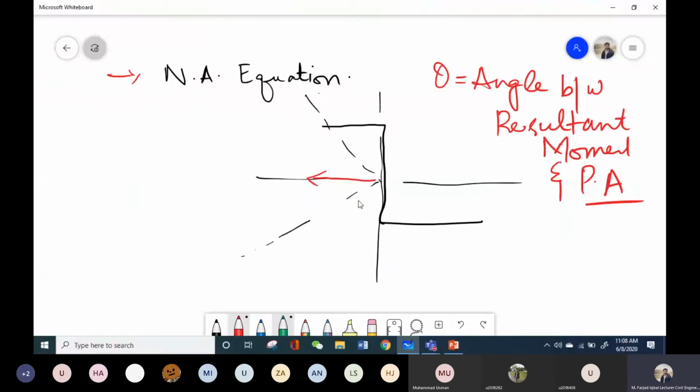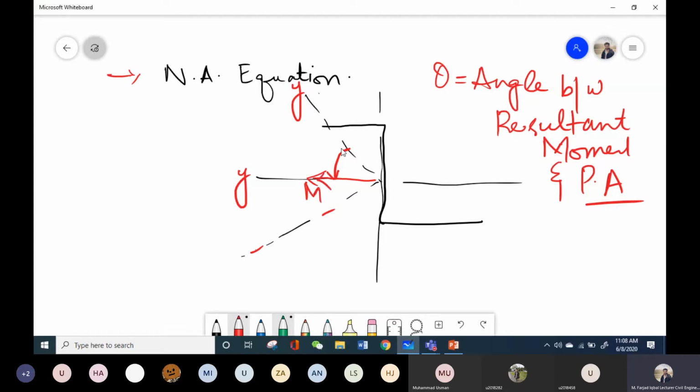So if in this figure you see that these are my principal axes, this is, let's say, the original horizontal axis, and this is the rotated horizontal axis or the rotated principal axis. So the angle theta is the angle between the resultant moment and the principal axis, which is this angle. And with respect to which axis? Principal. So I have to start from the principal axis and rotate or move towards the resultant moment. This is the resultant moment.